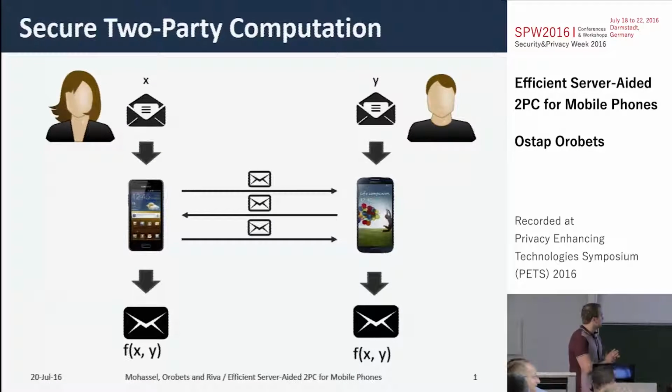So the case is a secure two-party computation. In particular, we have our two parties, Alice and Bob, and they have their private inputs x and y, and they want to compute some function f of x, y, but in a manner such that only the output is revealed. Inputs are kept private, and they ensure that the function is computed correctly.